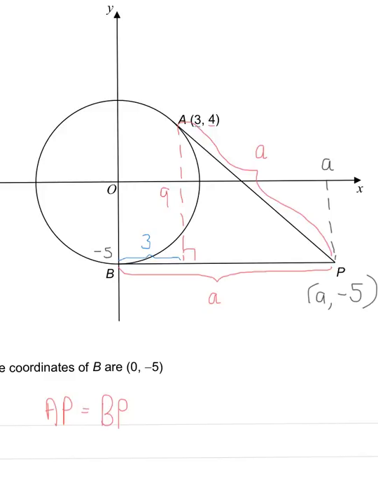And I know it's 3 because if I look straight up, I'm given that A is 3 along the x-axis. So now I can write an expression for this part of the right angle triangle. It's going to be A minus 3. So now I've labelled all 3 sides of this right angle triangle. I can use Pythagoras' theorem to write an equation to solve it, which I'll do next.